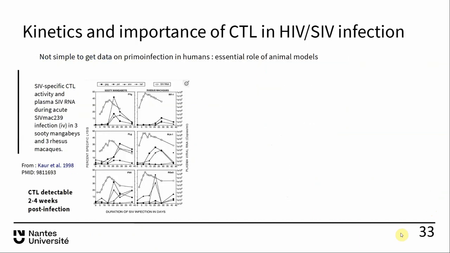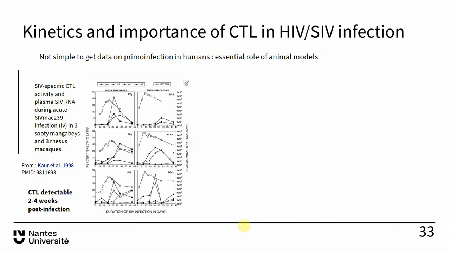Okay, so that's SARS-CoV-2. Now I want to go back a little bit to HIV infection. So this is one case where there was a really, really strong association between HLA class 1 genotypes and the viral load set point after primary infection. So that's suggesting that CTL are extremely important for controlling virus replication.